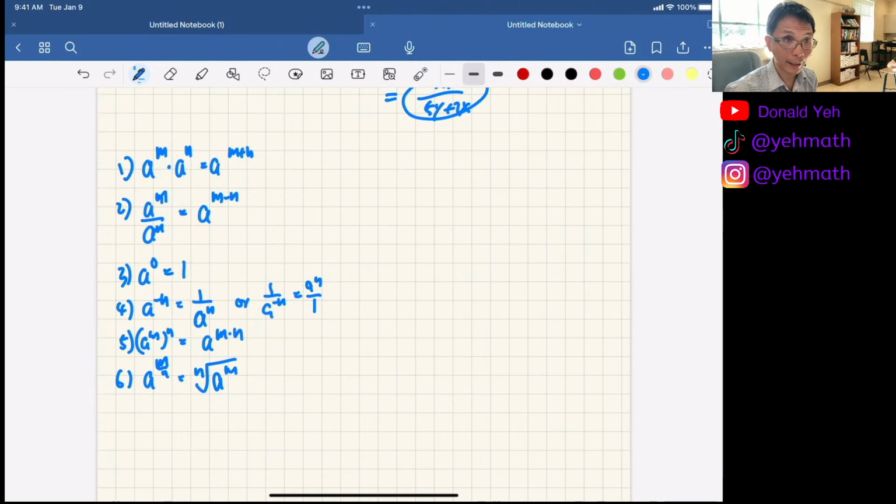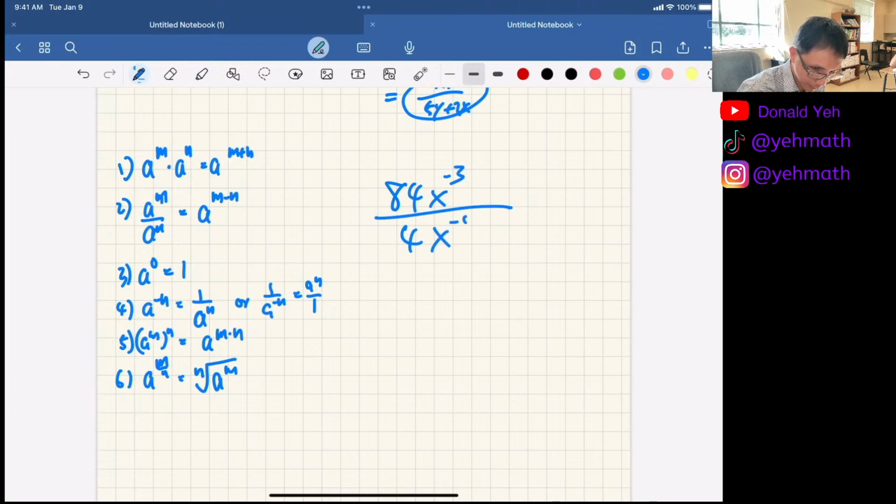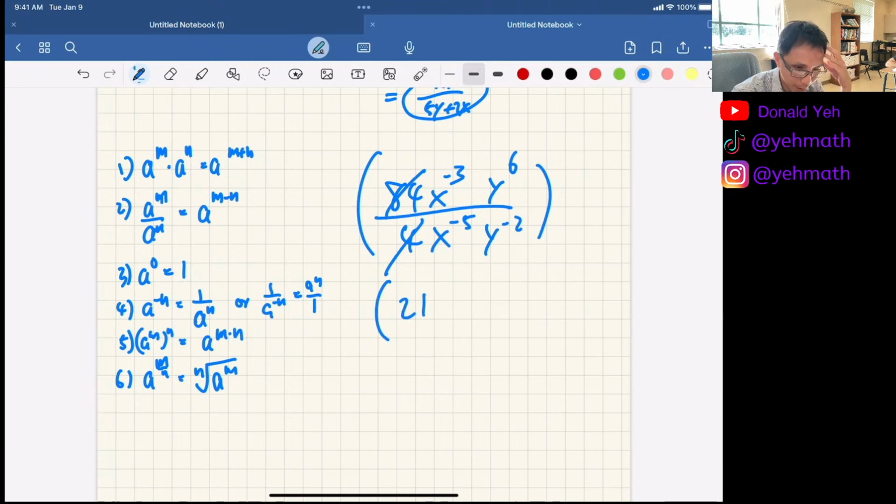Now, I'm going to go back and look at 25. 25 says 64. I'm going to just do a different question, and you do that question. How about that? I'm going to do, let's say, 84 over 4 times x to the negative 3, x to the negative 5, y to the 6, and y to the negative 2. Something like that. So this one I'm just going to simplify. So this can simplify down to 21, I believe.